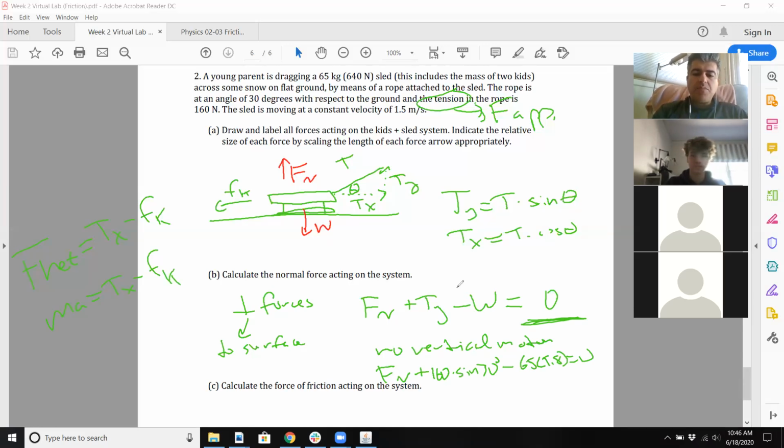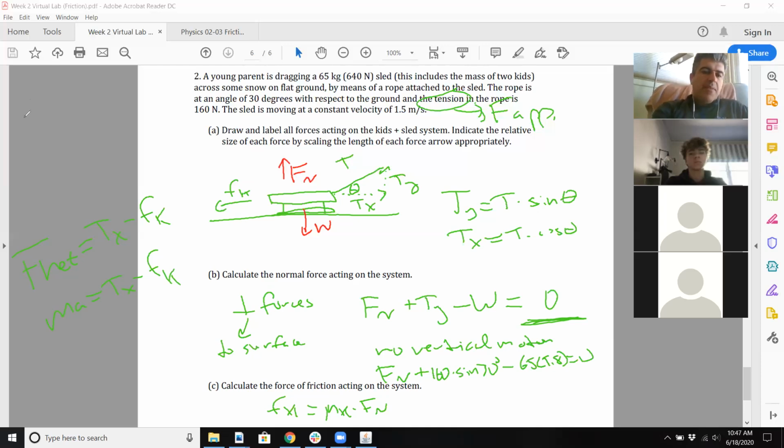Once you have that, calculate the force of friction acting on the system. Remember, Fk is mu k times Fn. So you're good there. Now sometimes Fn equals mg. That's when those are the only two vertical forces. If you have just Fn and W and that's it, you don't have this Ty, then of course Fn equals mg. But that's not true here because you had a third force, you had Ty.